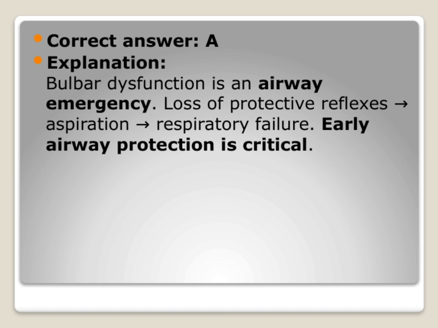Aspiration, as many of you know, can quickly lead to respiratory failure if not managed promptly. That's why early airway protection is absolutely crucial in these cases. Recognizing bulbar dysfunction early allows us to intervene before the situation becomes life-threatening. So the key takeaway here is that in patients with bulbar symptoms, maintaining a clear and protected airway is not just important, it's a priority to prevent rapid deterioration and ensure safe breathing. This ties into our overall theme of timely recognition and intervention in airway emergencies.